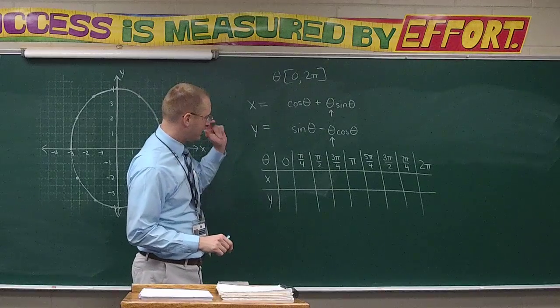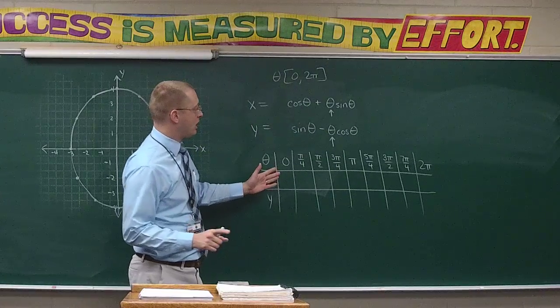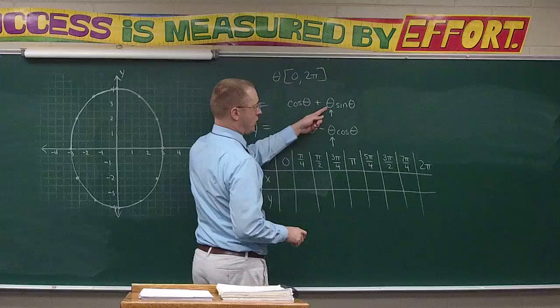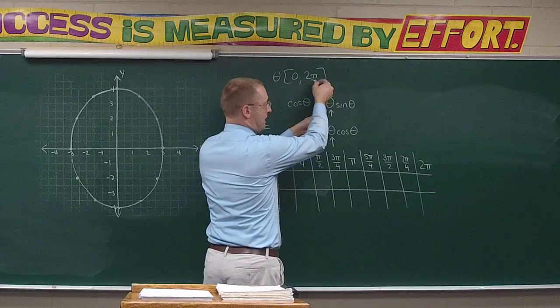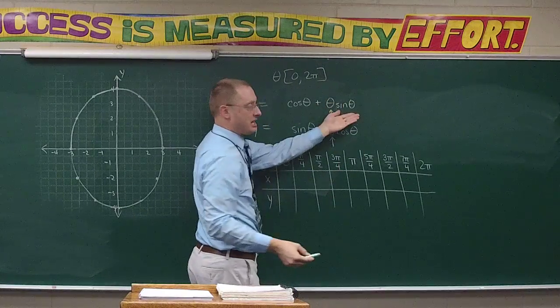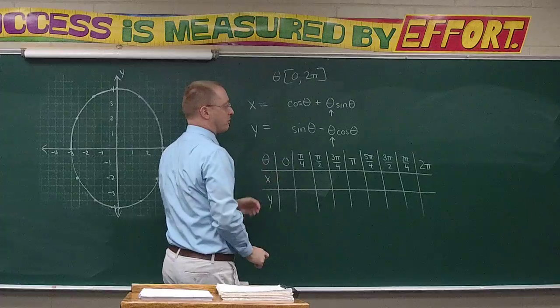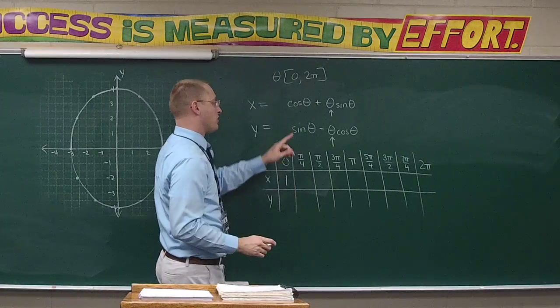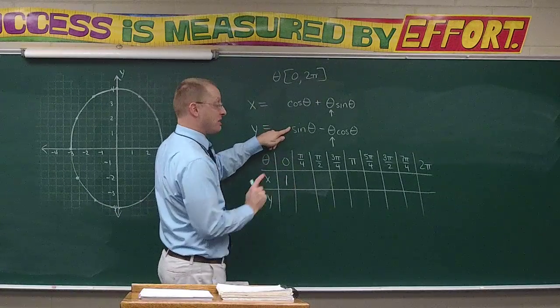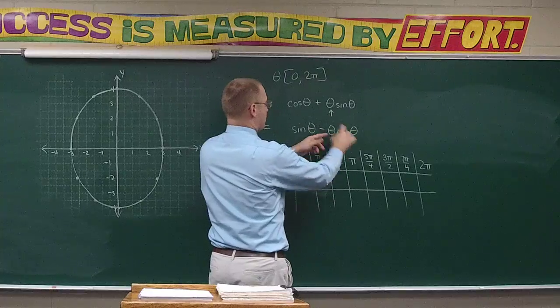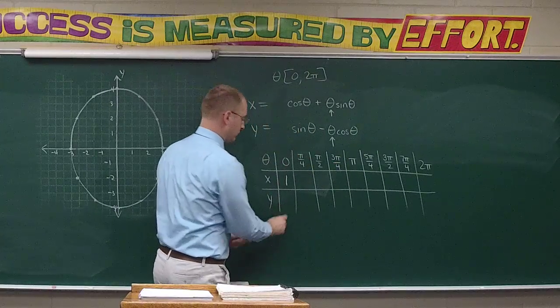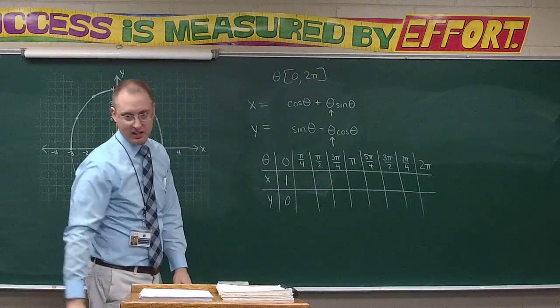All right, so here we go. Start with 0. Now, I know when I plug in a 0 here, this whole thing's just going to drop out. So really, because 0 times anything is 0, I really just need the cosine of 0. 1. And for the sine, for the y value, it's going to be the same thing, right? This whole thing is going to drop out. So it's really just the sine of 0. That's the one easy one.